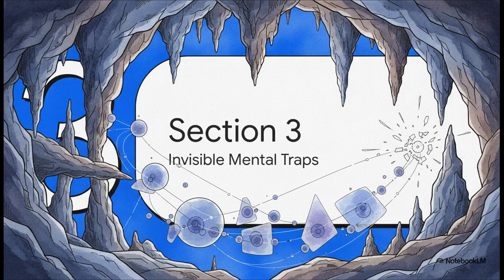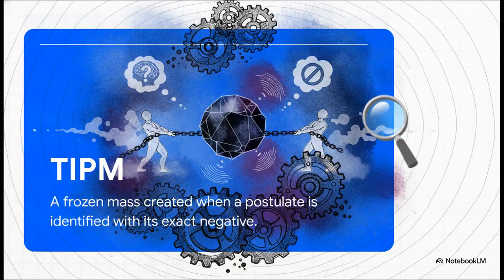Section 3. The invisible mental traps. Descending even deeper into the cavern, we hit the gravitational booby traps our own minds have compulsively set for us. The most dangerous of these traps is known as the TIPM, or Twin Insanity Point Mass. I know, it sounds a bit out there, but stick with me. This happens when a foundational decision crashes perfectly into its exact negative. Imagine deciding you absolutely must know something, while simultaneously deciding you absolutely must not know it.